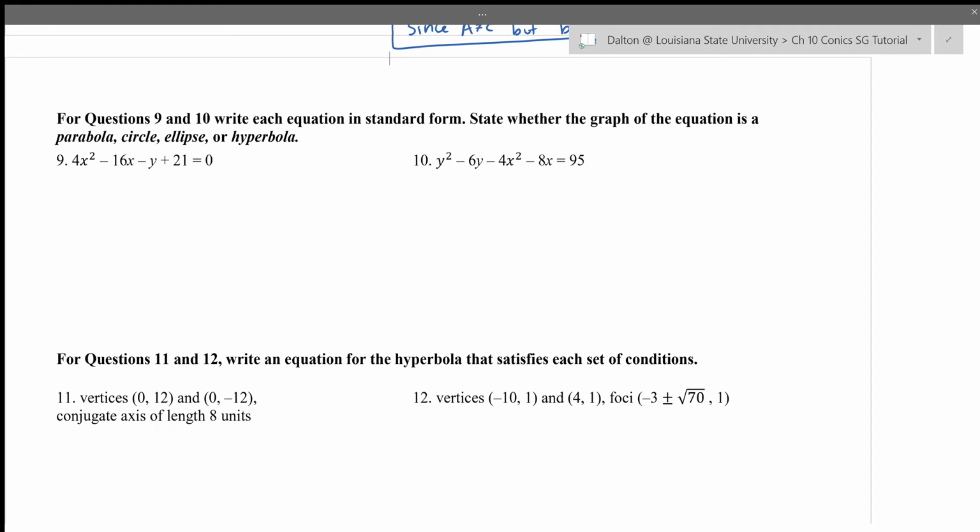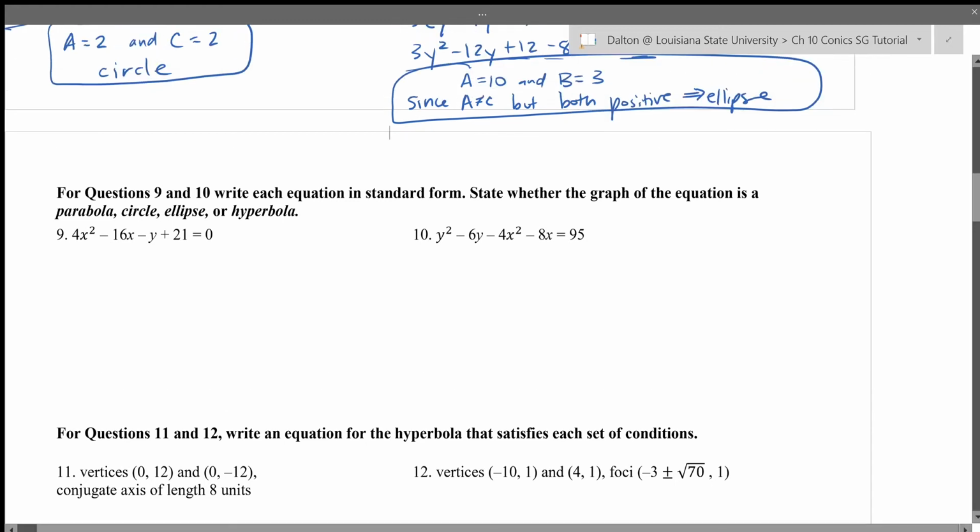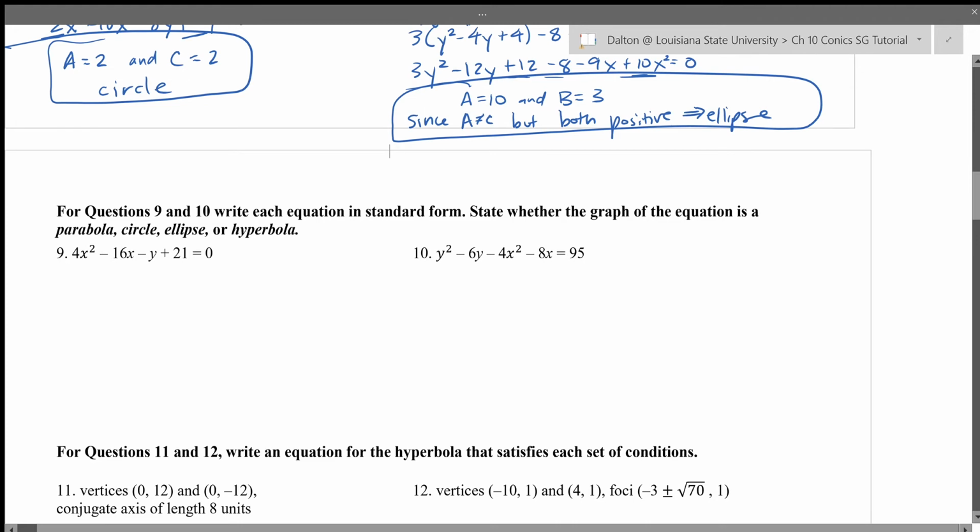In order for you to figure out which one of the conic sections it's going to create, you need to look at your A value and your C value. For number 9, A, our coefficient of our x squared term, is 4. And notice there is no y squared term, which means there's only one squared term. Or you can think about it as C is equal to 0. And when that happens, that implies that our conic section for this is going to be a parabola.